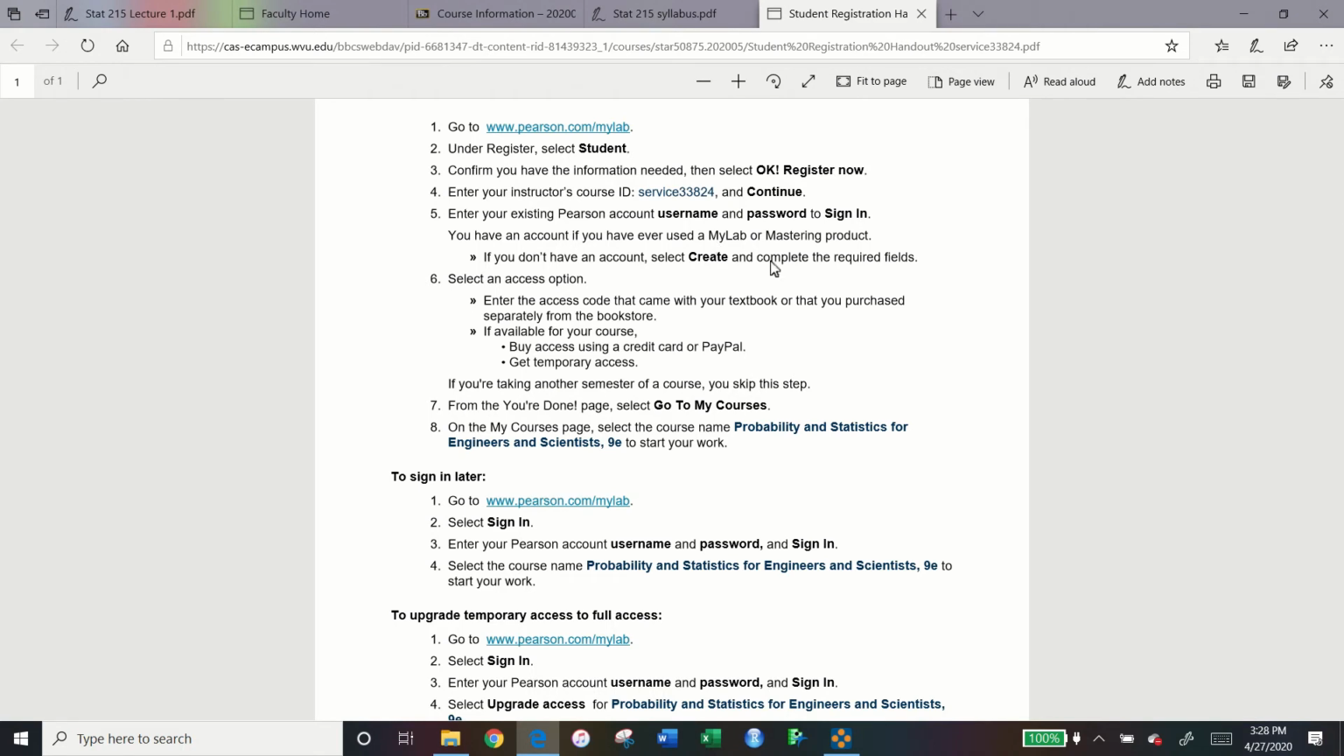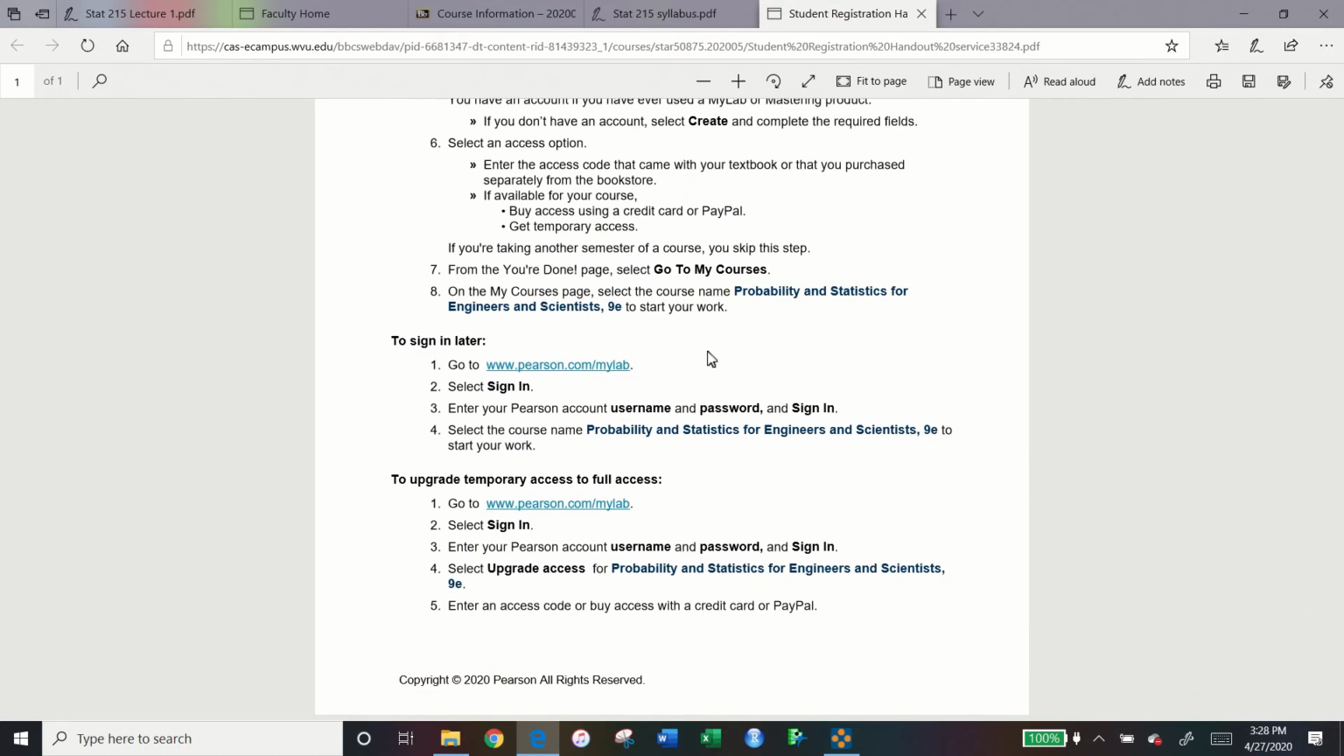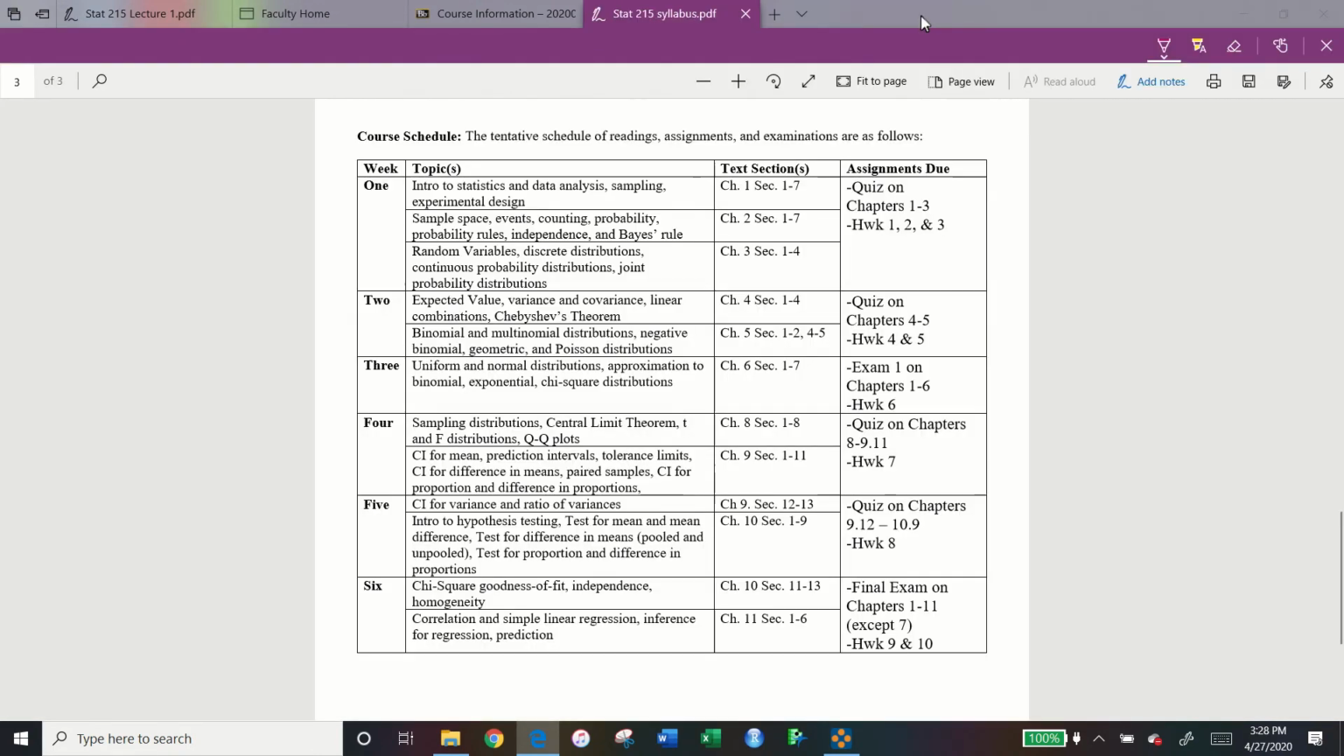You are going to have to pay for your course using a credit card or PayPal. You can get temporary access, but I believe that only lasts for 2 weeks. So you will definitely have to pay for this course at some point. Once you get signed in and registered, you will have your textbook and access to your quizzes, homework, and exams. So it is very important that you register as soon as possible.